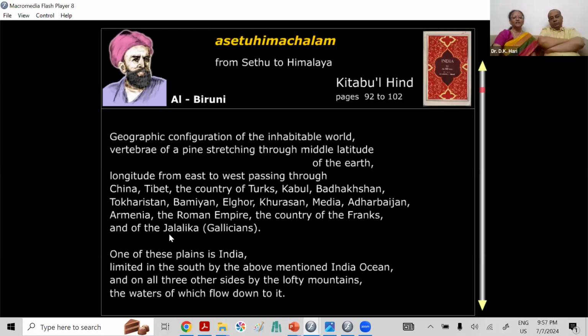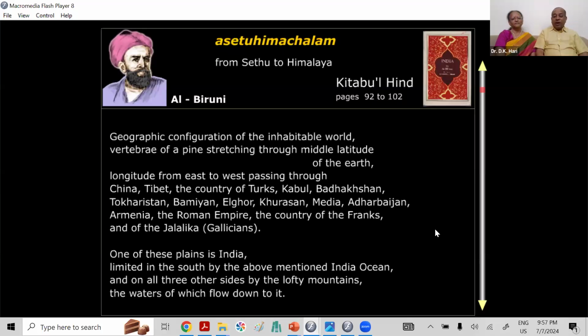And look at this word, Jalalika, for the Galicians. So you get a term we look for, that is for the Galicians, that is West Europe, Gauls. What you call Galicians 1,000 years back. You're getting a very interesting insight here. What does he call it? Jalalika. And what is a term we use for? We use the term Jalalika also.